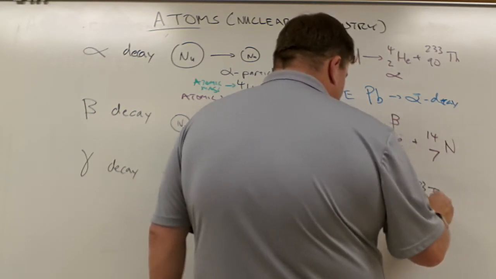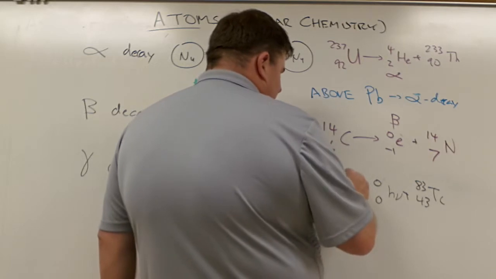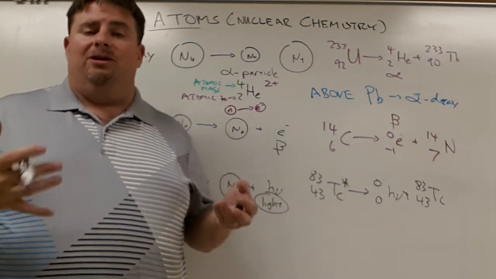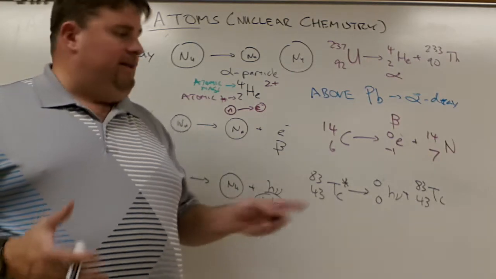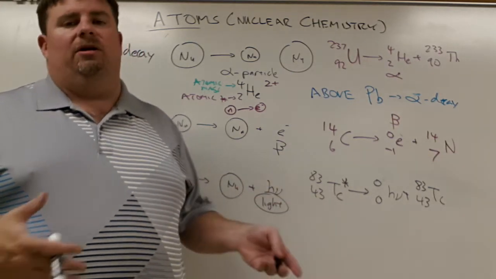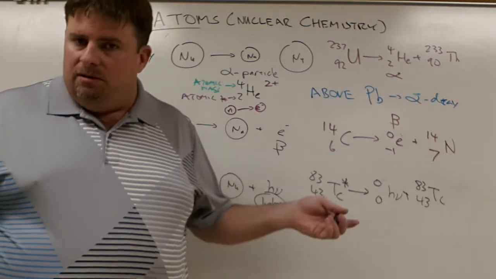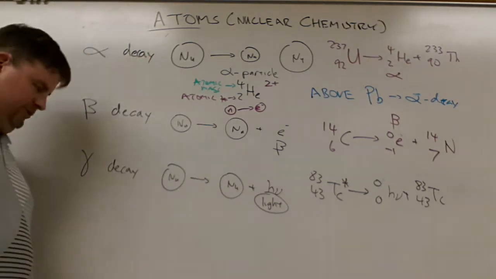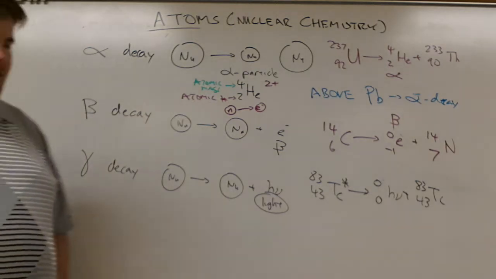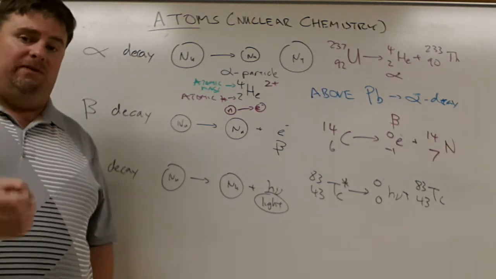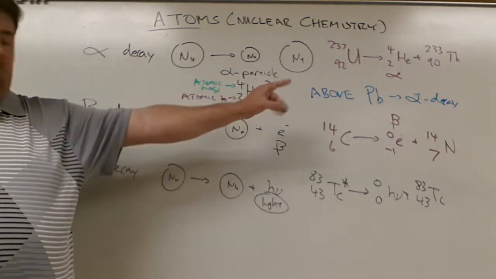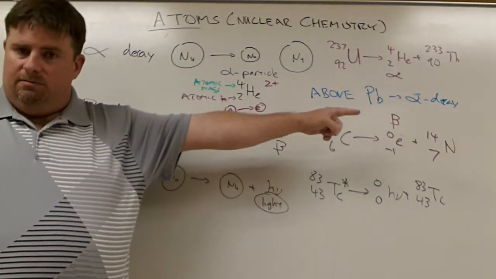Okay? So one way that this is represented is sometimes people write a star here for technetium, which means that it's in an energetic state. And at the end of the energetic state, it's lost energy, so it's not as energized as it was. Okay? The important thing to know about these particles is if you look at them, all 3 have their own specific characteristics. All right? Alpha particles, only above lead, okay?